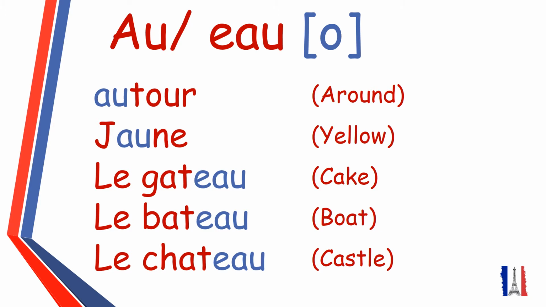The sound o that we get with the letters AU or EAU. For example, autour, jaune, le gâteau, le bateau, le château.